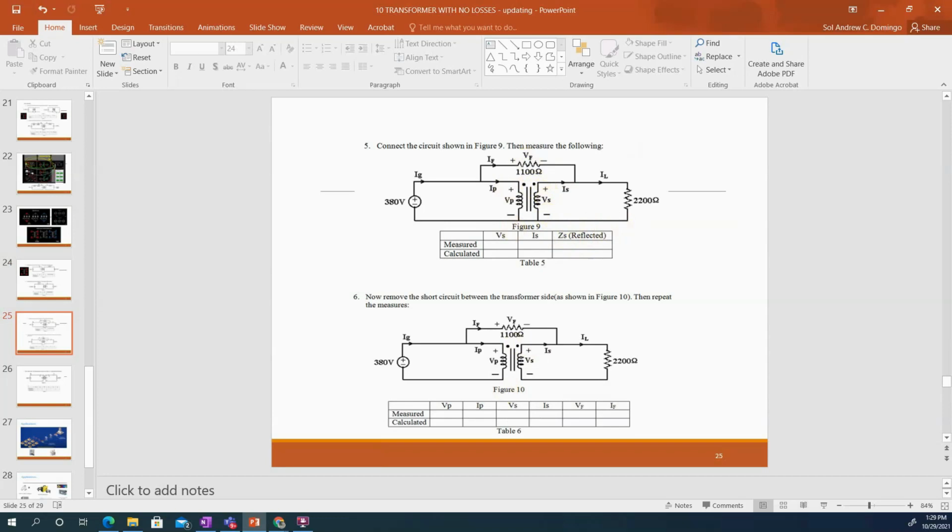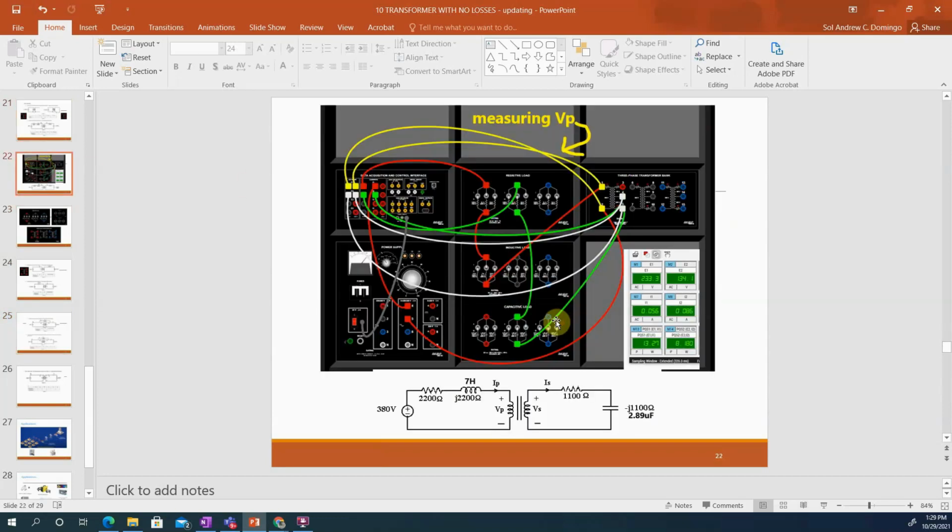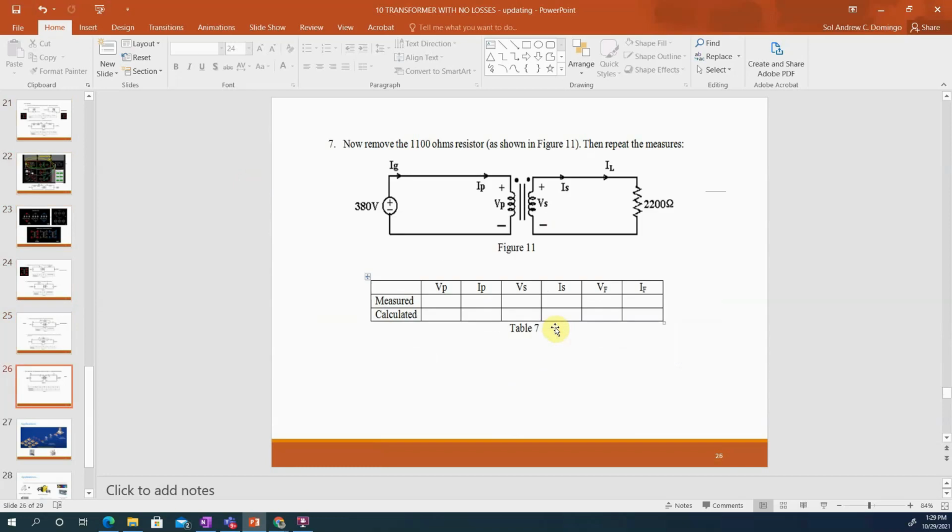So for your lab report, take the screenshot of your connection, take the metering, and write the conclusion, and fill up all the tables.